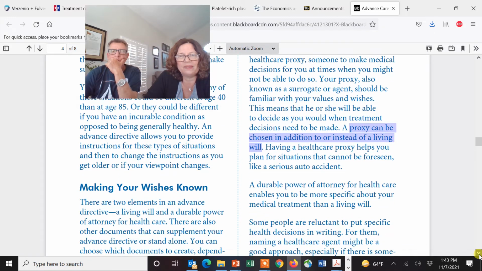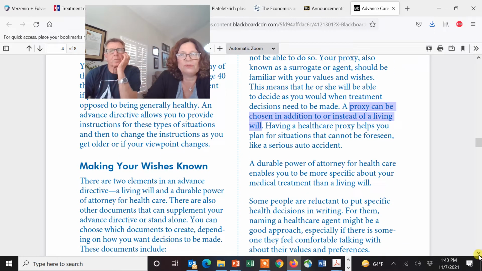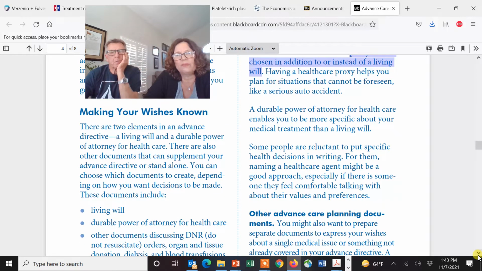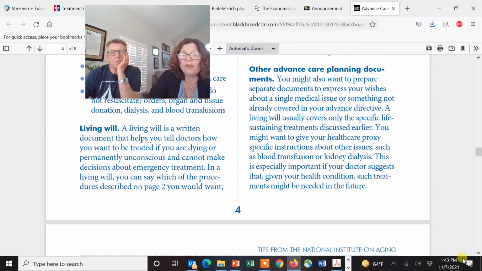And so you pick your proxy. You want to pick someone that you trust. You want to pick someone whose values are aligned with you. You want to pick someone that you can communicate with, to ask them to do these things for you when you're not able to. And so I think having a durable power of attorney for healthcare is a great, great option. There are some other documents you can have.